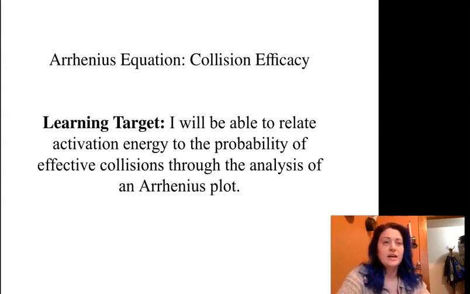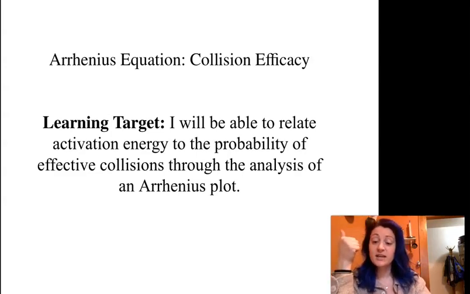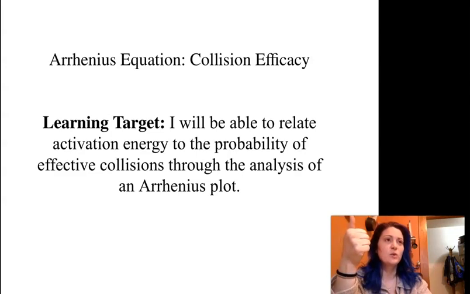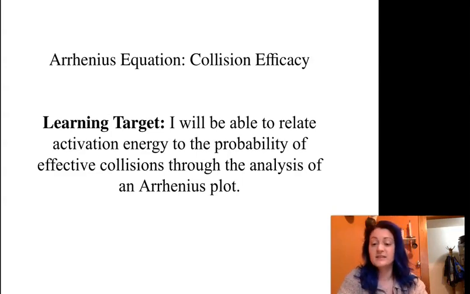Today we're going to be looking at kind of the whole picture. How do we relate all of these factors of the likelihood of collisions and activation energy together to speak on what this rate constant, K, is? So we've been just assuming K is a given, right? But how is K actually calculated? That's what we're going to look at today.